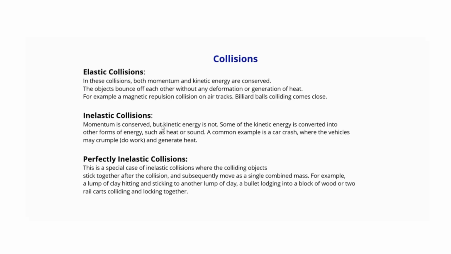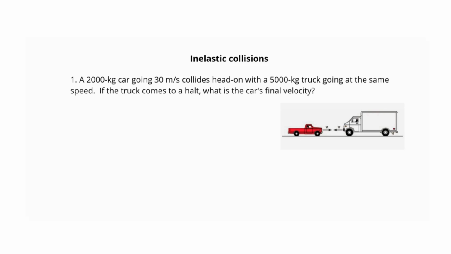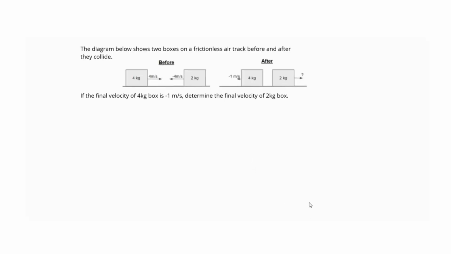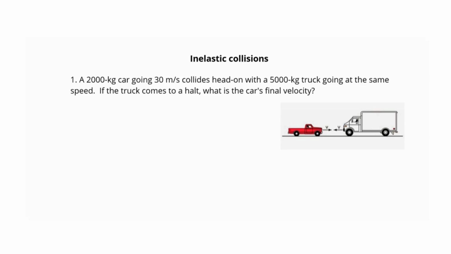Okay, so now we're not looking at cases where the objects are stuck together, but kind of move along after the collision as two separate objects, like most crashes are. So let's look at this car. A 2,000 kg car going at 30 meters per second collides head-on with a 5,000 kg truck going at the same speed. If it's a head-on collision, obviously it must be going in the opposite direction. What is the car's final velocity?